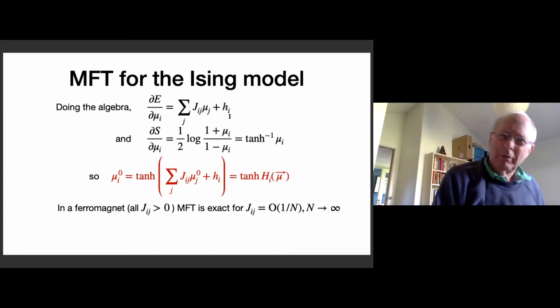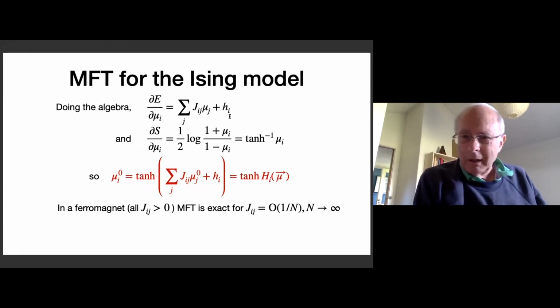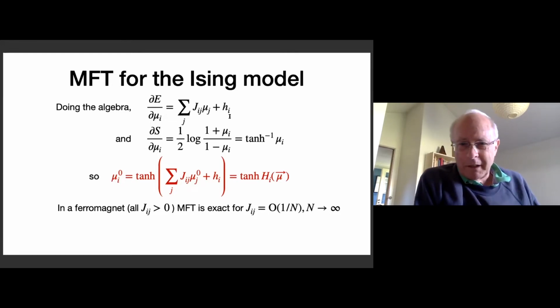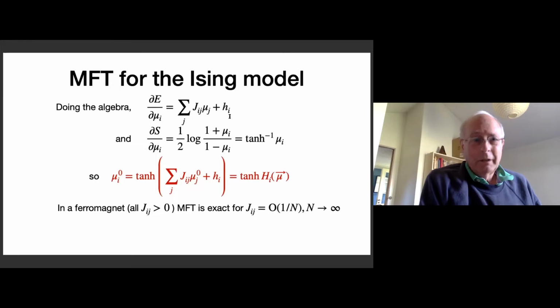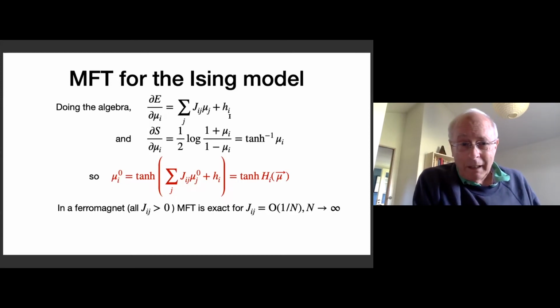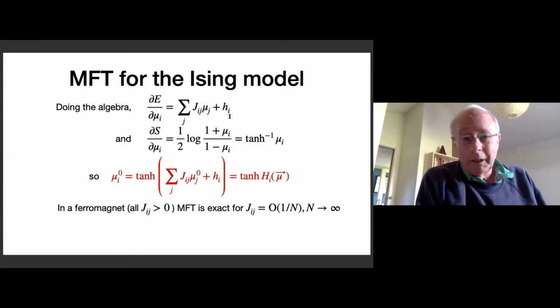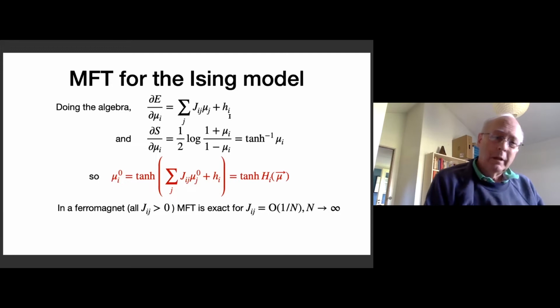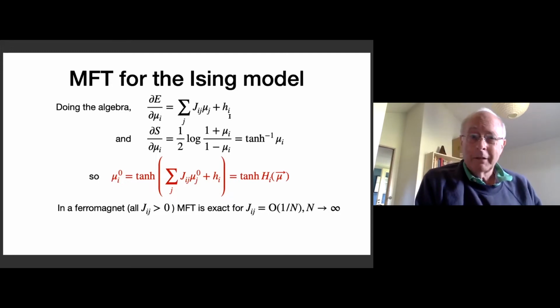Yeah, the first time I saw this, it seemed like magic. It turns out that's the same as the inverse hyperbolic tangent. Okay, so these two derivatives are supposed to be equal, and you take the hyperbolic tangent of both sides, and you get that the mu zero is the hyperbolic tangent of that field from the others. Okay, so that's the basic equation of mean field theory for a ferromagnet.